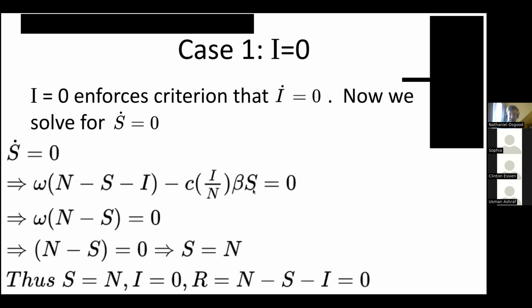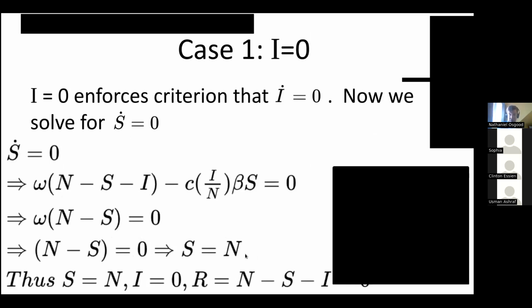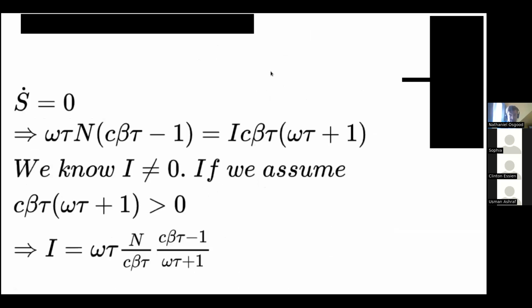What is that saying? If I equals 0, and S equals n, what is that describing? A population that's entirely what? I know we have to finish up. Entirely susceptible. No one's infective. Yeah, so that's an equilibrium. It's kind of a trivial equilibrium, or kind of an extreme case, right? No one's infective, everyone's susceptible, but it is an equilibrium.